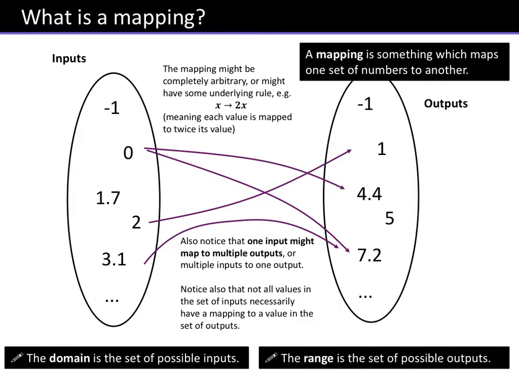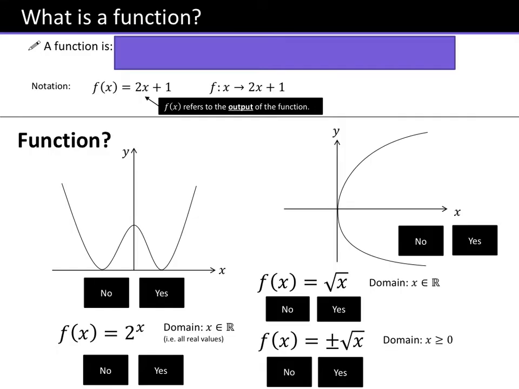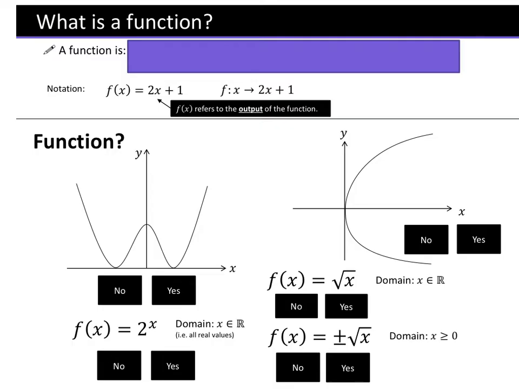And again, there is a bit more of a definition on this slide. A function is a mapping such that every input has exactly one output. What I mean by that is, for every number in the domain, that gives one range value only. So it's unique.